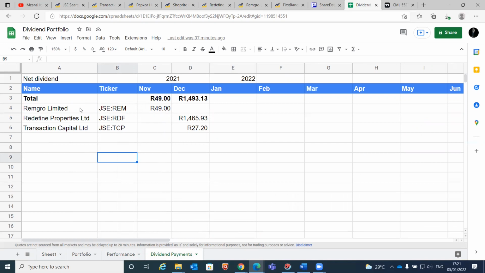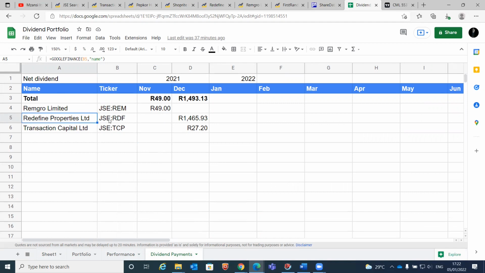For most of the companies, we are recording a net dividend, but for a company like Redefine, which is a real estate investment trust, they don't do dividends, they do distributions. So they do not subtract that 20% dividend withholding tax. As an investor, you are responsible to pay SARS that 20%.